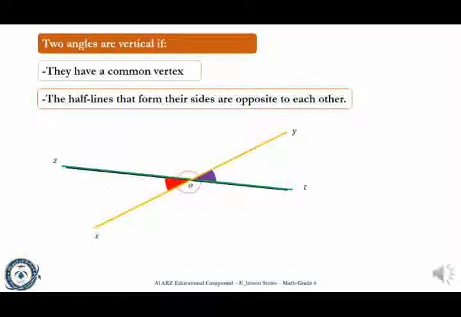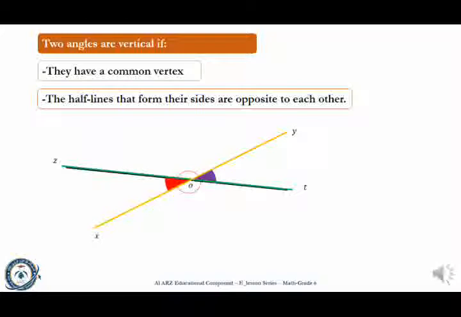Can these angles be adjacent? No, they can't, because they don't have a common side. We call these 2 angles vertical angles. 2 angles are vertical if they have a common vertex. Here the common vertex is O. And the half lines that form their sides are opposite to each other. So the sides of the first angle are opposite to the sides of the second angle.